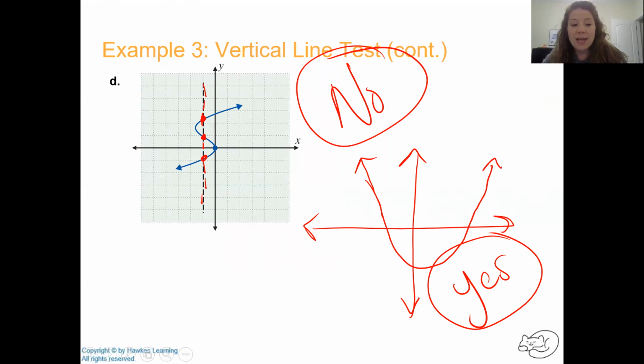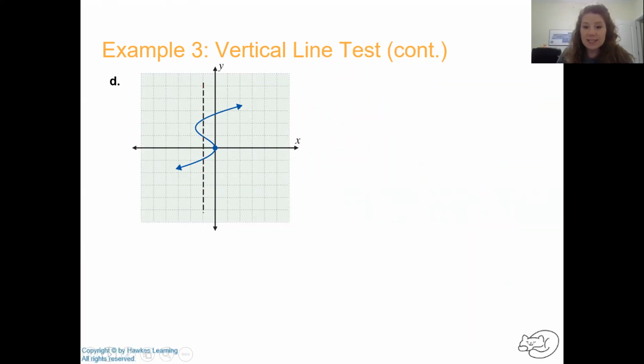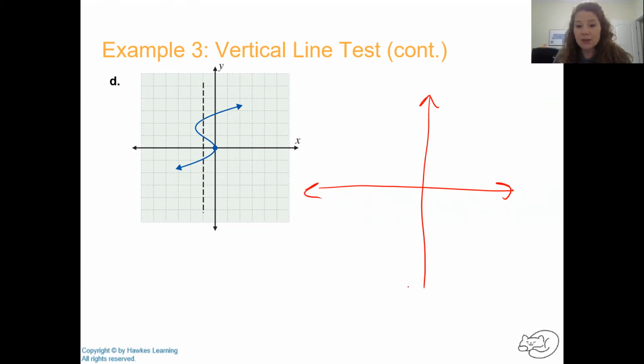All right, what about a vertical line and a horizontal line? So let's say this is my graph, and I have a horizontal line. Let me do a blue line. Let's say this is my picture. Is this a function? Would it pass the vertical line test? Yes, this is definitely a function. My vertical line would only touch that picture one time in each vertical line.